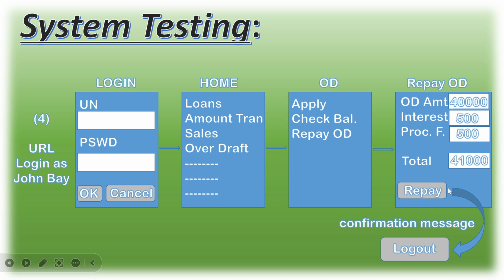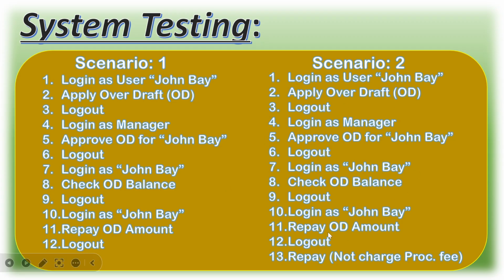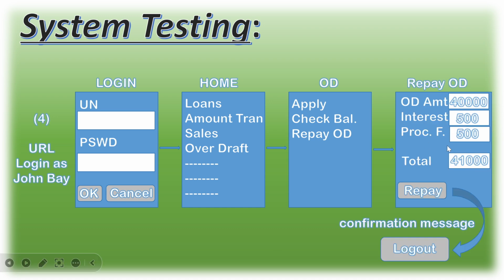All right, so then you can repay that amount. Click on repay, then you will get a confirmation message that you have repaid that amount, and then you can also log out. Similarly, if you remember, I told you for scenario 2, if you are applying for the OD a second time or more, in that case the processing fee will not be applicable. So you can check everything the same way, and in the last page you can see the processing fee will be not applicable or zero.